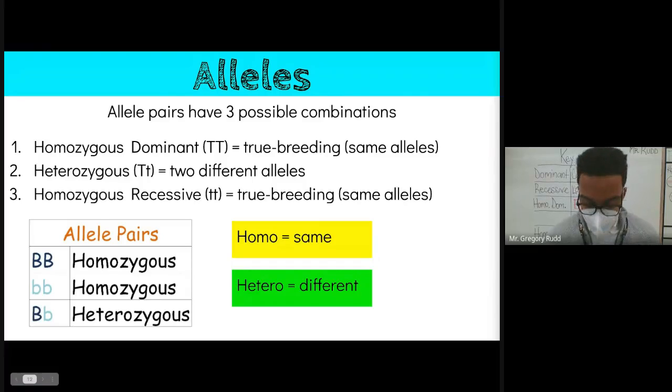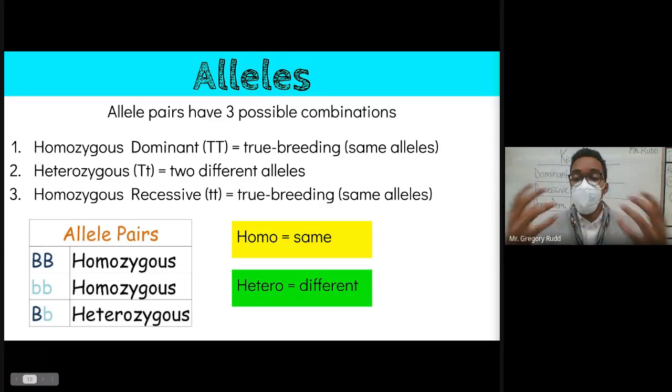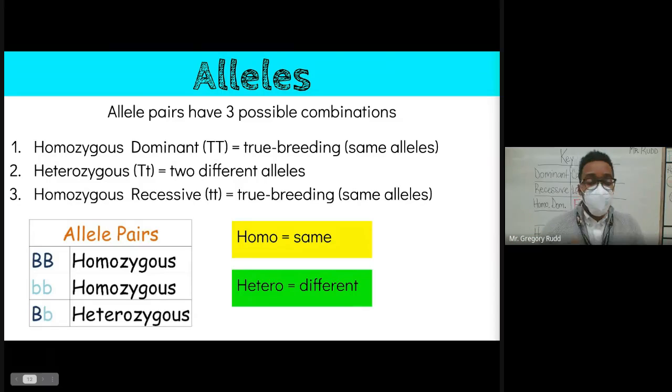All right. And then, of course, if we have one dominant allele and one recessive allele, we've got one of each, that means that they are different. They look different. One is capital, one is lowercase. They are different. One codes for the dominant trait, one codes for the recessive trait. They're different. That's why we call them heterozygous. Hetero is a prefix meaning different.